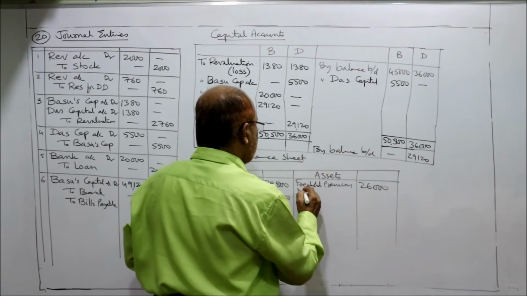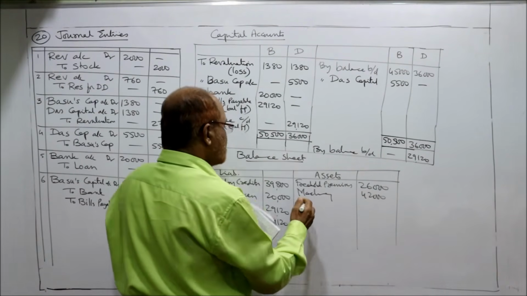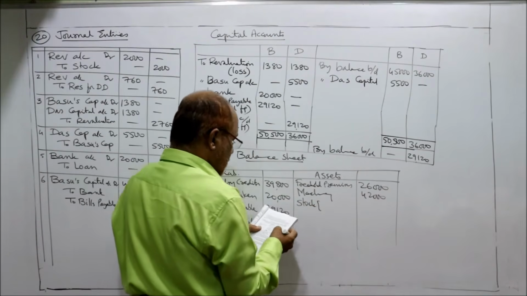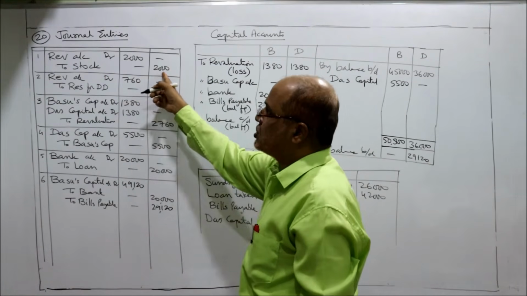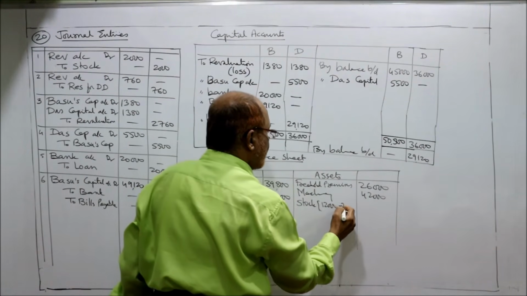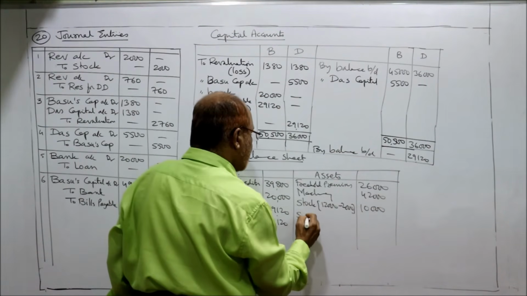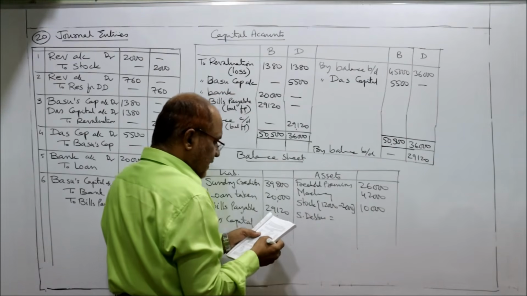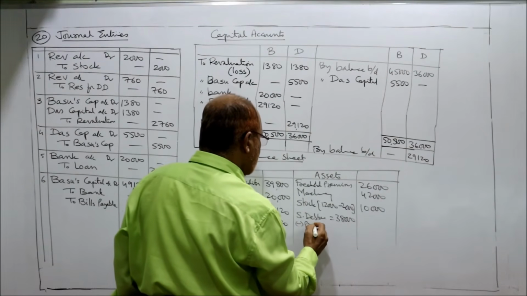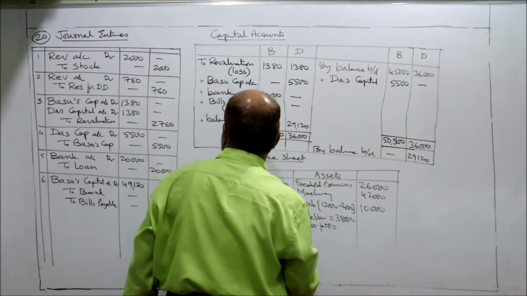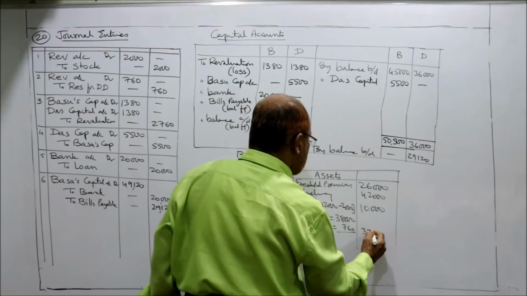Then machinery, same value, 42,000. Then stock. There is a change in stock. Old stock was 12,000 and there is decrease in stock by 2,000. Stock was credited by 2,000. It will be 10,000. Then sundry debtors are 38,000. Less provision for doubtful debts or reserve for doubtful debts, 760. 37,240.